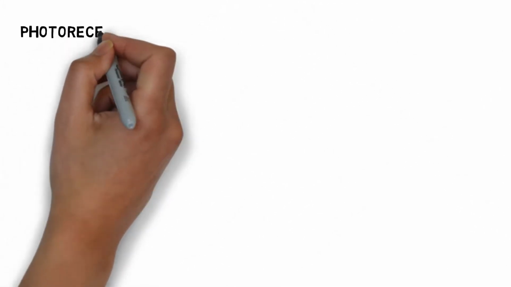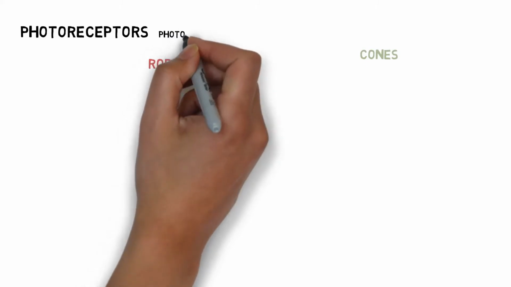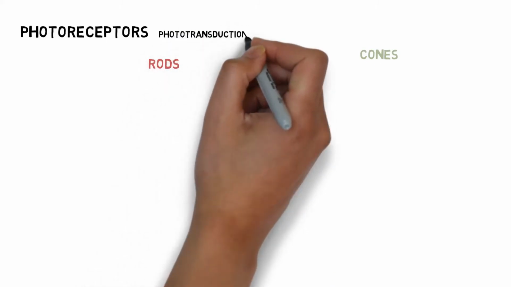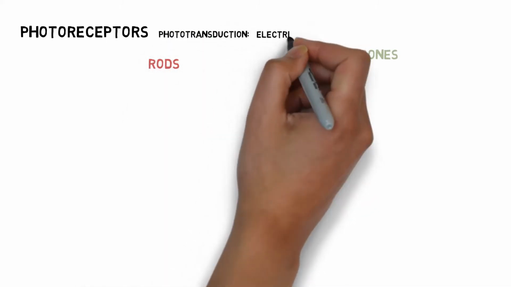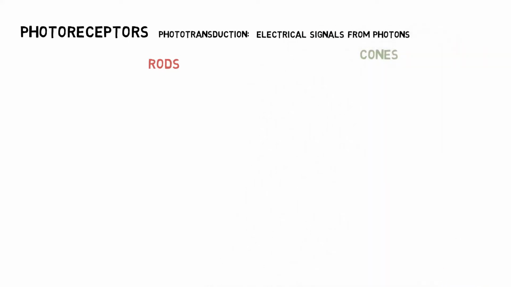This is the video on the photoreceptors. There are two kinds of photoreceptors, rods and cones. They are the specialized neurons in the back layer of the retina that are responsible for phototransduction, or the generation of electrical signals from light particles or photons.